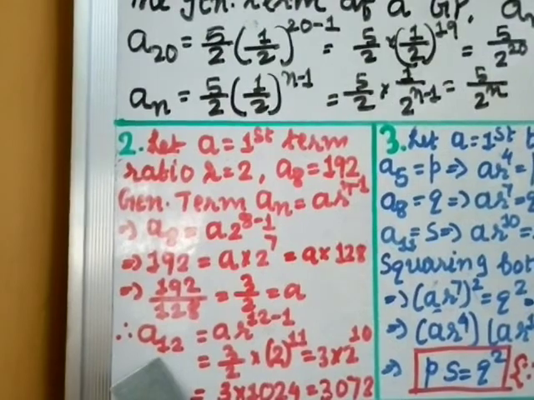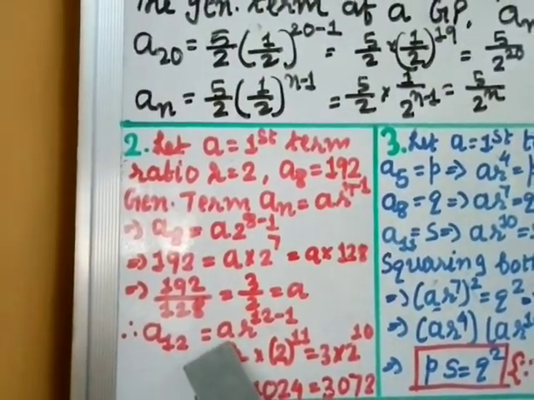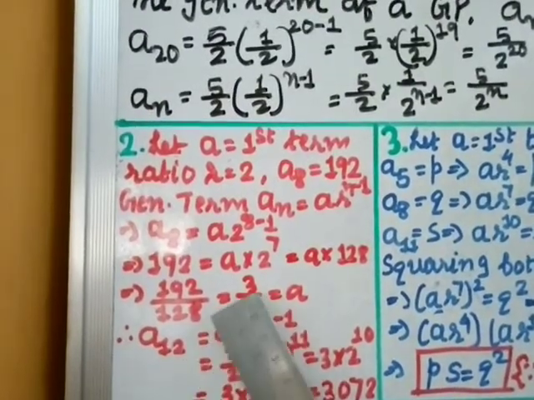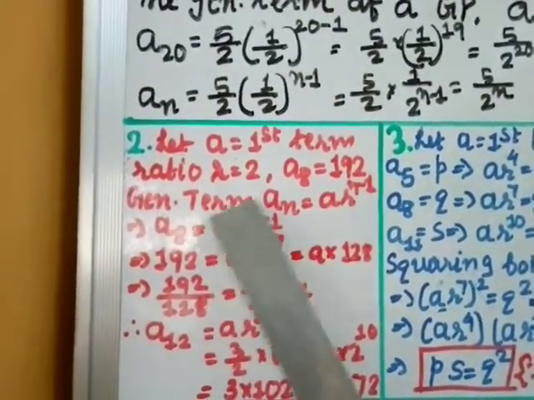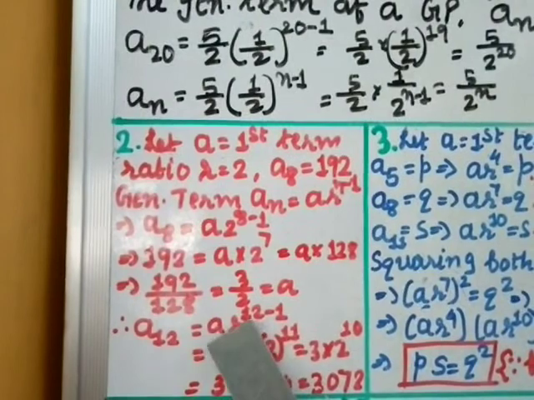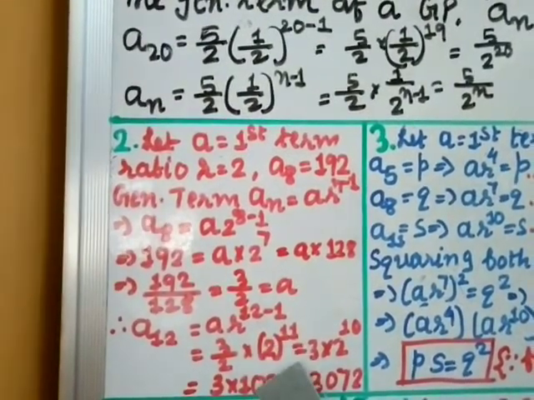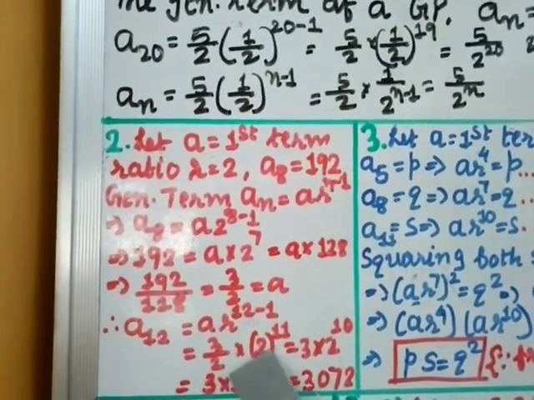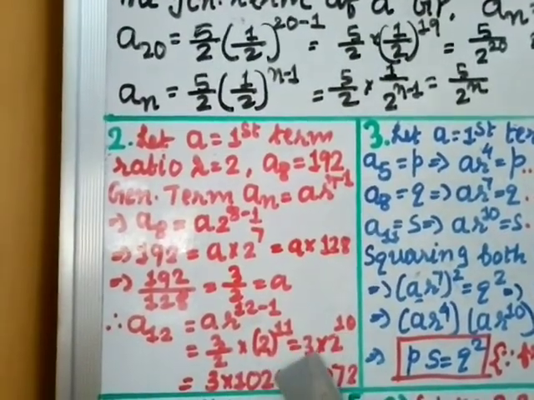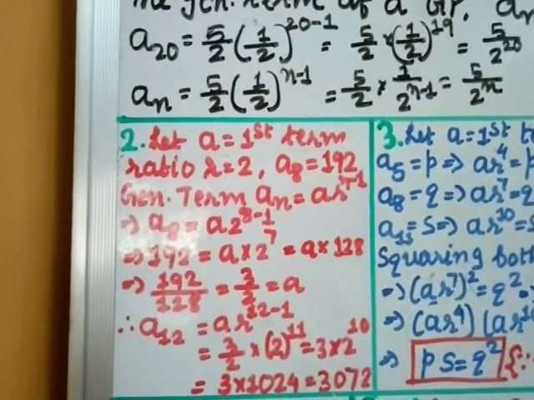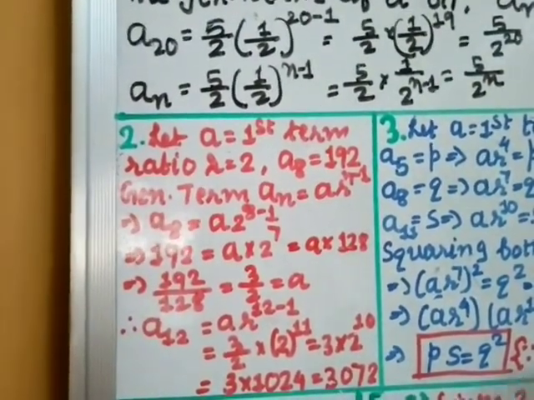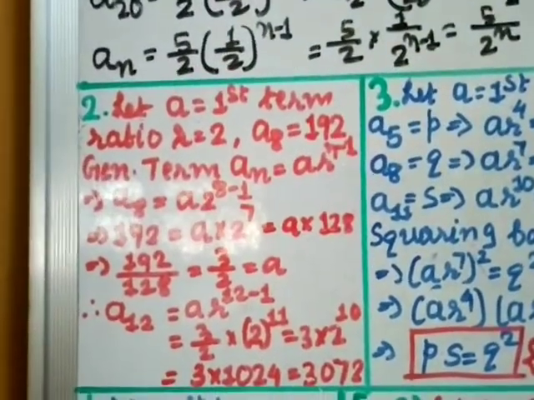Now we have to find the 12th term. So A12 equals A R power n minus 1, that is 12 minus 1. The A value is 3 by 2 into the R value given in the question, 2 power 12 minus 1, which is 11 power. Here 2 is the denominator and here 2 power 11. So you can combine this together, and you get here 2 power 10 into 3. 3 as it is, and 2 power 10, if you calculate, is 1024. Find the product, it is 3072. So that is the solution for question number 2.